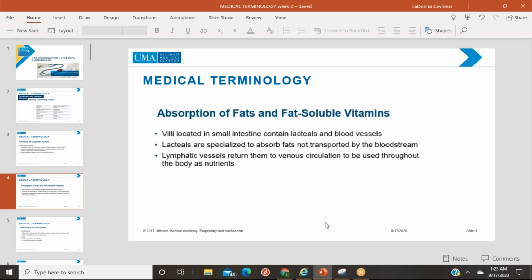Absorption of fat and fat-soluble vitamins. Villi, located in the small intestine, contain lacteals and blood vessels. Lacteals are specialized to absorb fat, not transport by bloodstream. Lymphatic vessels return them to venous circulation to be used throughout the body as nutrients.